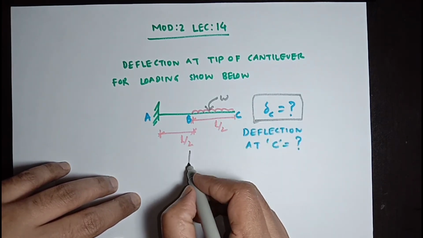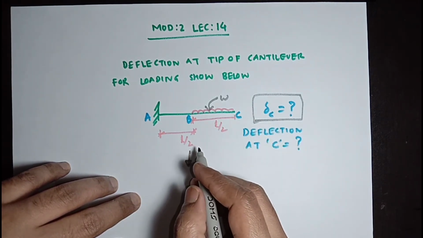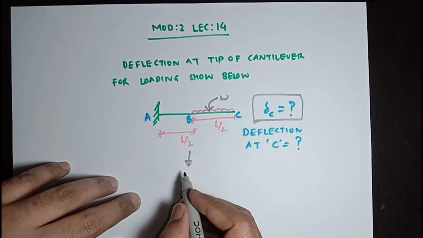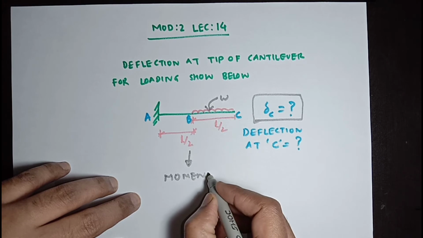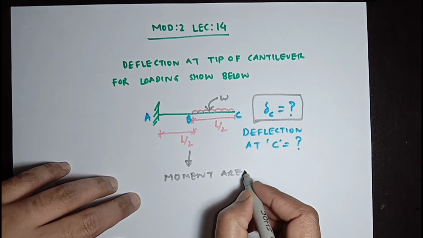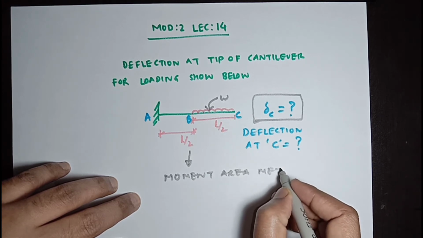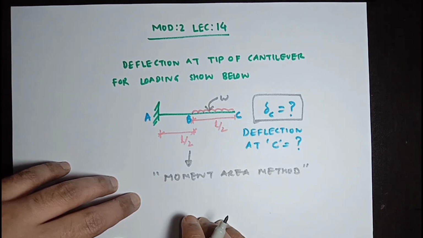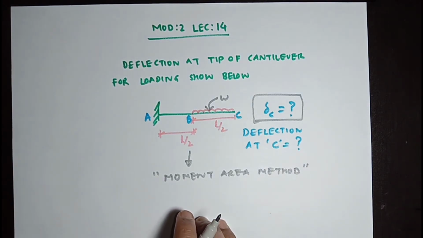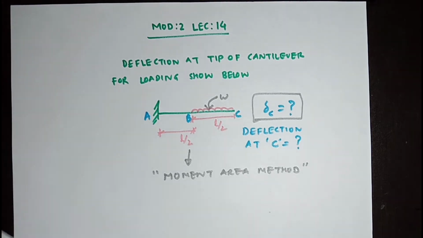I am going to solve this. I am going to find deflection delta C using the moment area method. Now let's proceed for the calculation of deflection at point C of this cantilever beam.